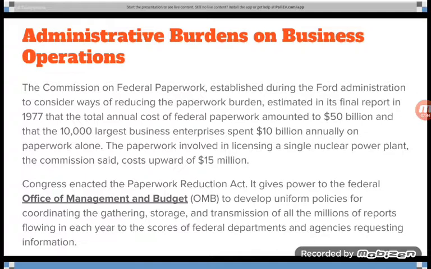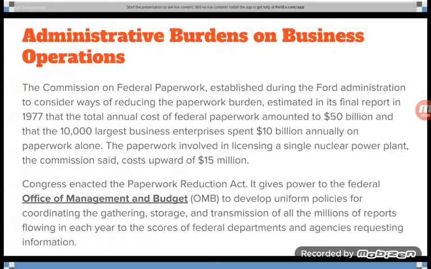Administrative burdens on business operations. There are burdens out there. Here we have that in 1977 the total annual cost of federal paperwork amounted to $50 billion, in that the 10,000 largest business enterprises spent $10 billion annually on paperwork alone. The paperwork involved in licensing a single nuclear power plant, the commission said, cost upward of $15 million.